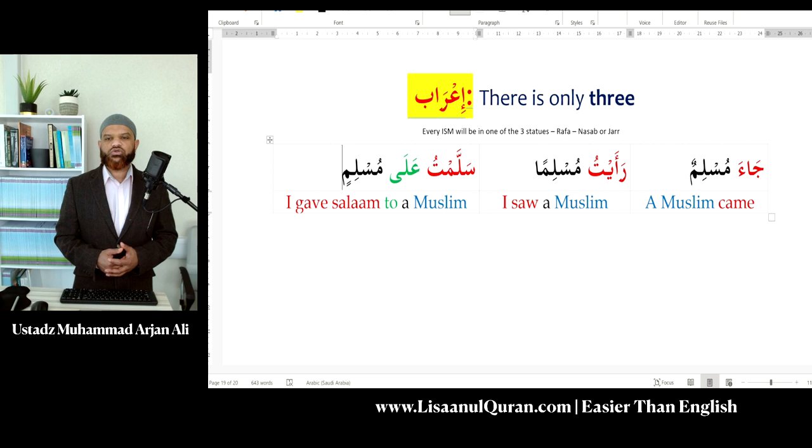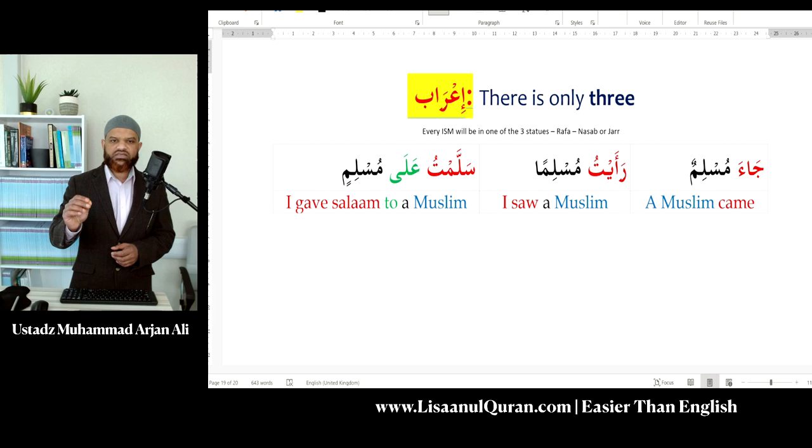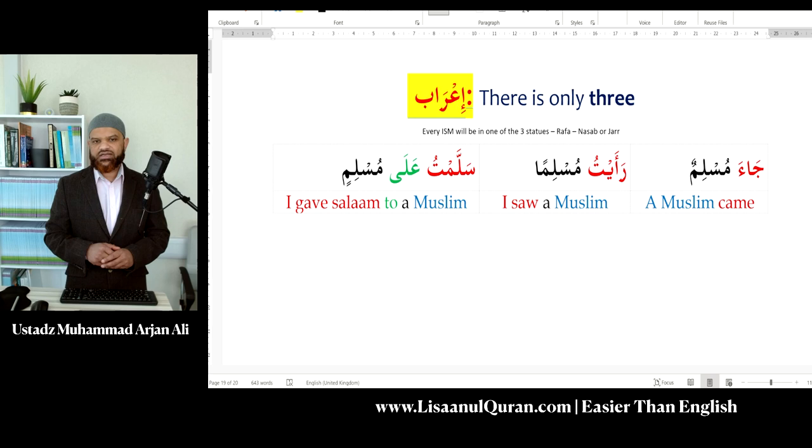So let's quickly recap. We have three sentences here. A Muslim came. Ja'a Muslimun. Why Muslimun? Because it is the doer. And the second, Ra'aytu Musliman. I saw a Muslim. Why Musliman? Because it is the object. And the third one, Salamtu ala Muslimin. Why Muslimin? Because it's coming after words like ala. These three sentences in Arabic and English, inshallah, will give you a summary of all the i'rab subject that we've discussed so far.